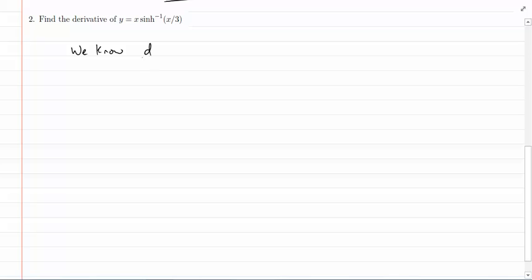We already know that the derivative of inverse sinh of x is 1 over the square root of 1 plus x squared. Okay, we came up with that formula in class. How does that help us find the derivative of inverse sinh of x over 3? Well, all we have to do is just replace x with x over 3 here.